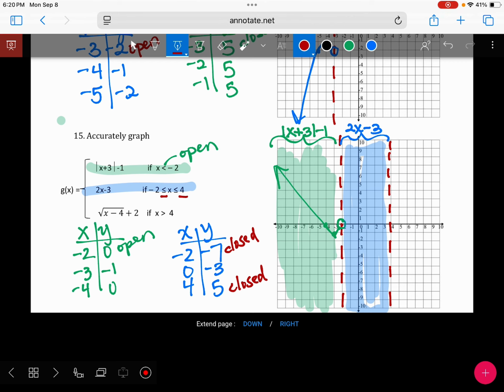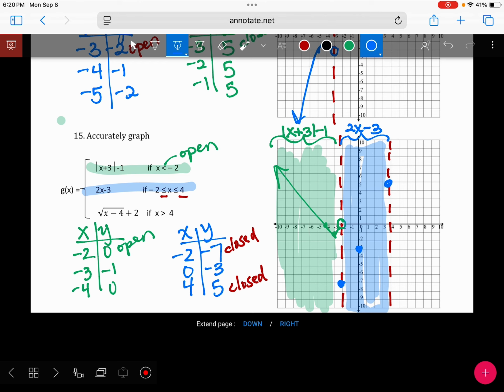All right, so let's go ahead and graph it. So -2 down 7. And then I have 0, -3. And then I have 4, 5.